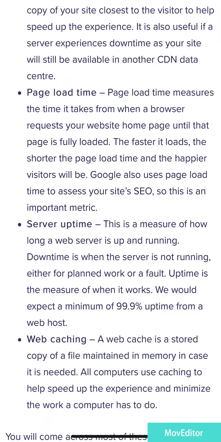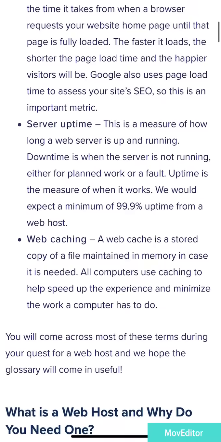Server uptime. This is a measure of how long a web server is up and running. Downtime is when the server is not running, either for planned work or a fault. Uptime is the measure of when it works. We would expect a minimum of 99.9% uptime from a web host.